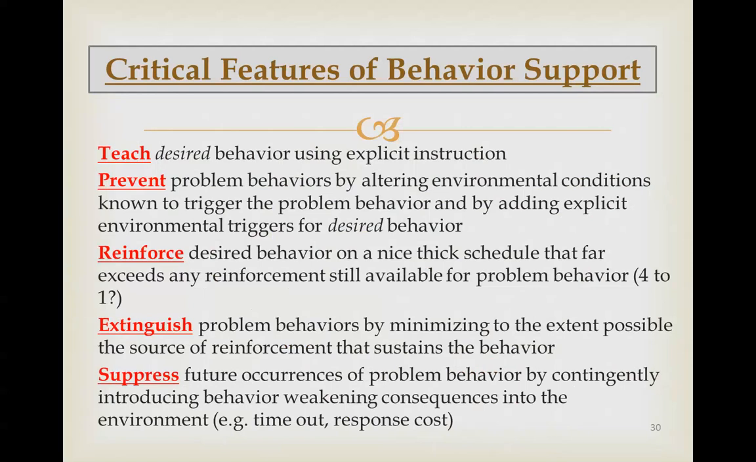So the critical features of behavior support, therefore, include teaching desired behavior, preventing problem behavior, reinforcing desired behavior, extinguishing problem behavior, and then I add suppression there because that's really aversive consequences. And if you remember back to our story about how we got here, we talked about how aversive consequences were the springboard to positive behavior supports, but the fact of the matter is that we still use techniques like timeout, we still use response cost, we still use extinction, and those are meant to be aversive consequences that suppress future occurrences of troubling behavior.